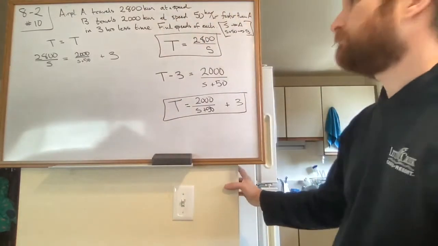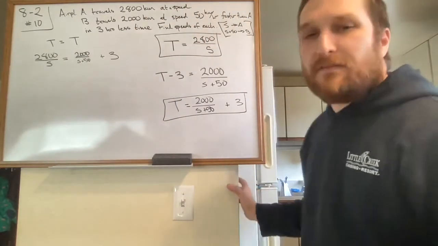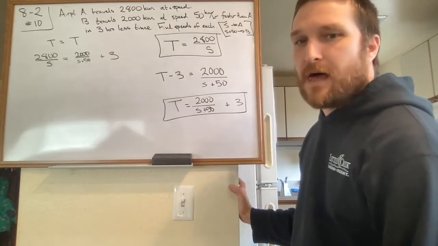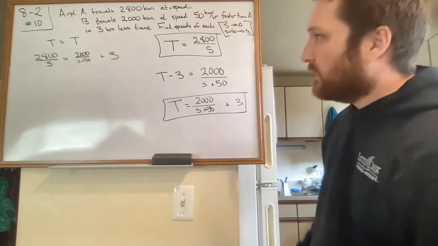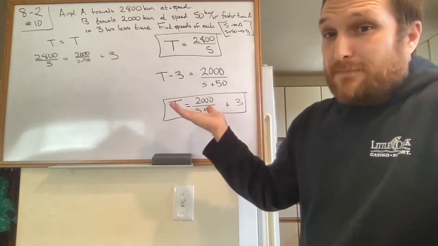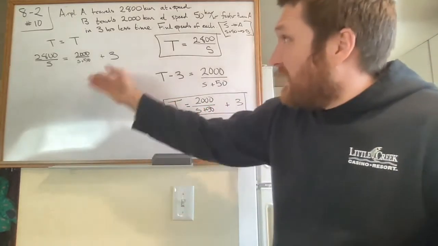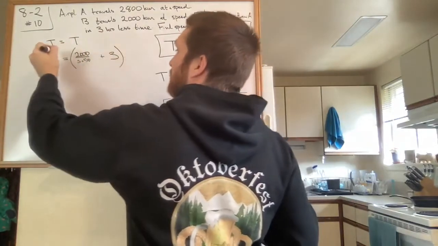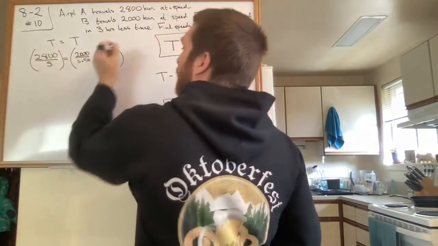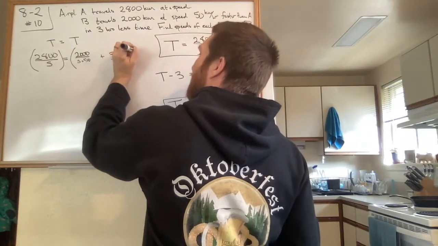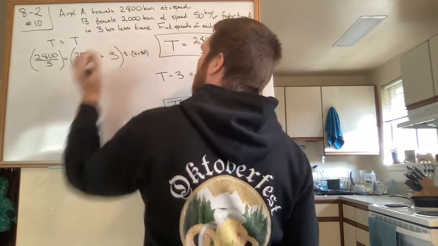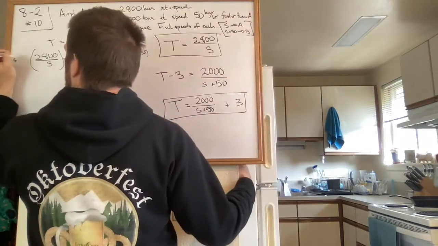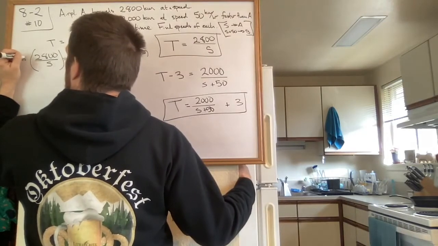Okay, so what do we do? Well, I have denominators. Let's kill the denominators, because that's the only thing that's messing up my life right now. If I multiply both sides by both denominators, that will kill everything. So I will need to multiply by an S and by an S plus 50, on both sides.